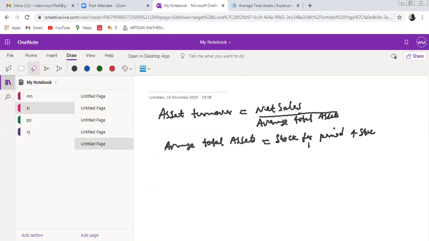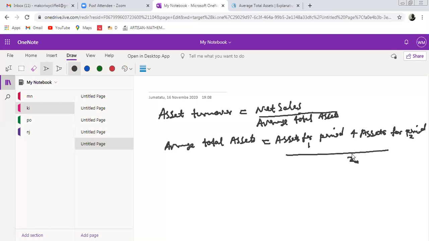Just a minute, sorry. Average total assets: they are total assets for period 1 plus assets for period 2. Then you divide by 2. You can be given 2 periods.